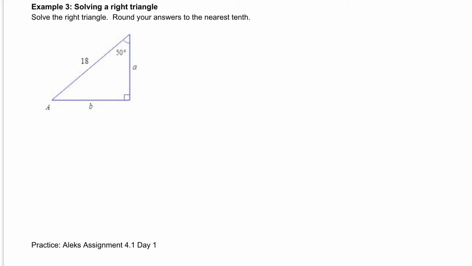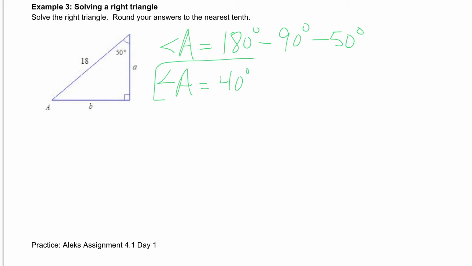If you remember back from geometry, the sum of all the angles in a triangle is 180 degrees. So angle A is going to be 180 degrees minus the 90-degree angle minus the 50-degree angle, which means angle A is going to be equal to 40 degrees. And I can put that in here. Oops, that's a degree sign.